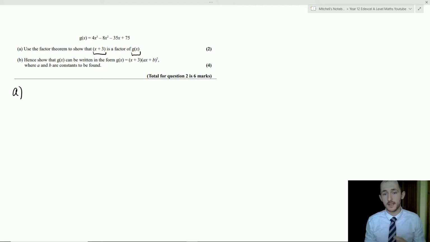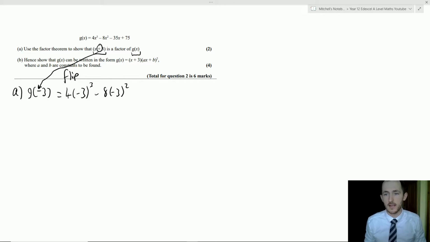The way I show this is if I do g of minus 3. I need to flip the sign here. And then to show that, we actually need to do the substitution. So 4 times minus 3 all cubed, minus 8 times minus 3 all squared, minus 35 times minus 3, plus 75. Again, this is kind of long, so all you need to do is substitute that into your calculator.